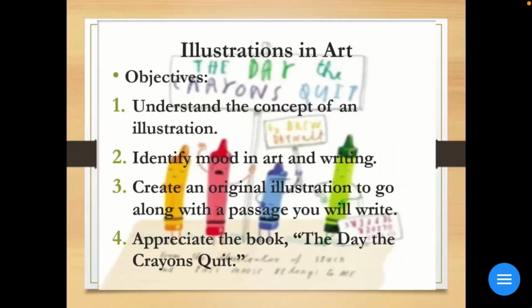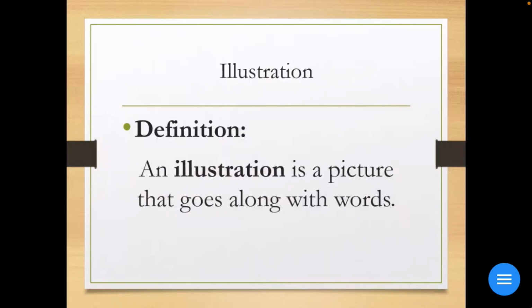Today we're going to be talking and learning about illustrations in art. Your objectives are: understand the concept of an illustration, identify mood in art and writing, create an original illustration to go along with a passage that you're going to write, and appreciate the book The Day the Crayons Quit. Let's start off with a definition for illustration. An illustration is a picture that goes along with words.